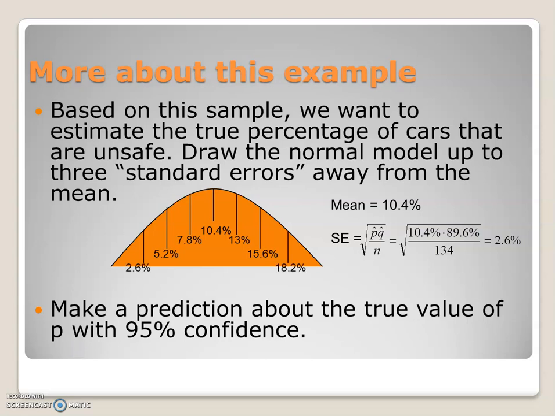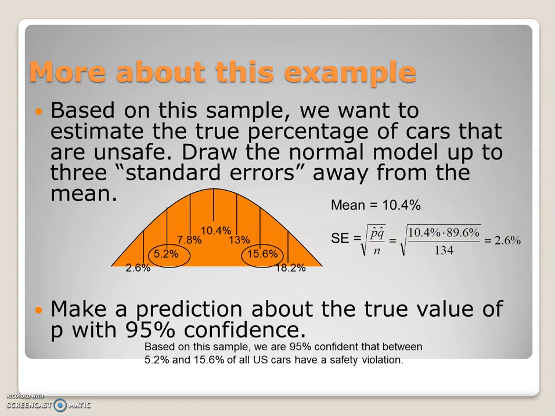Now, it asks us to make a prediction about the true value of P within 95% confidence. Now, you remember a normal curve follows the 68, 95, 99.7 rule, which means 2 standard deviations away in either direction represents 95%. So that's these two values here, 5.2% and 15.6. So what we can say is, based on the sample, we are 95% confident that between 5.2% and 15.6% of all U.S. cars have a safety violation. So we're using this to estimate. We are 95% confident it's going to be between those two values.